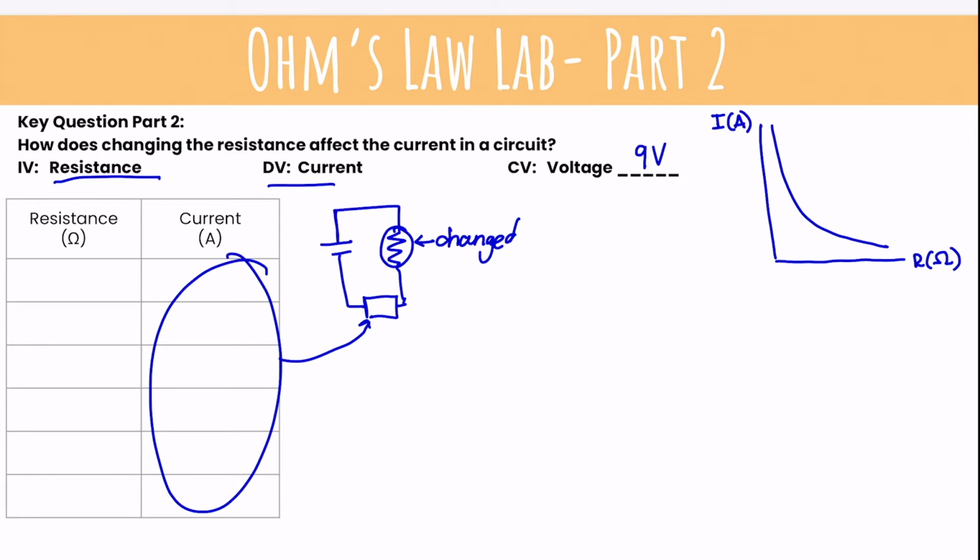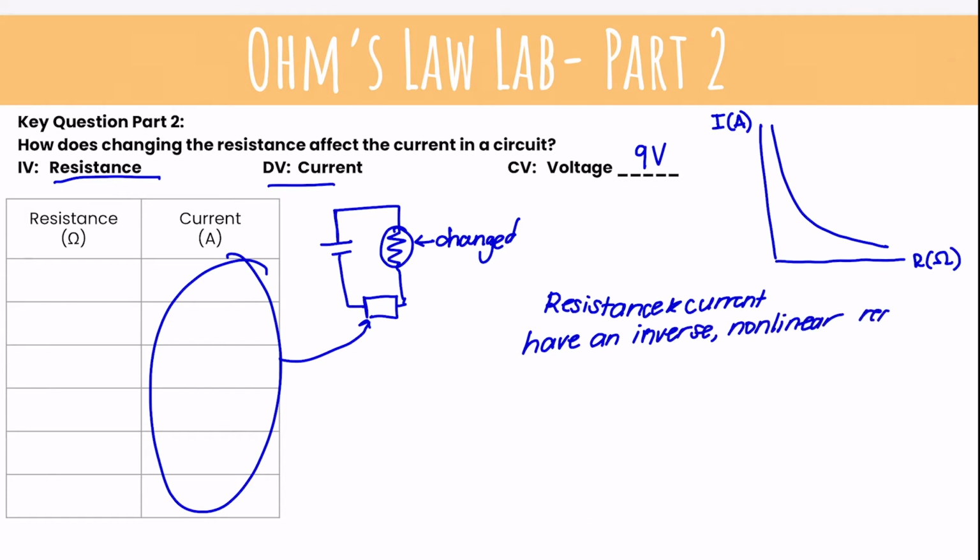So resistance and current have an inverse relationship, an inverse nonlinear relationship. Okay.